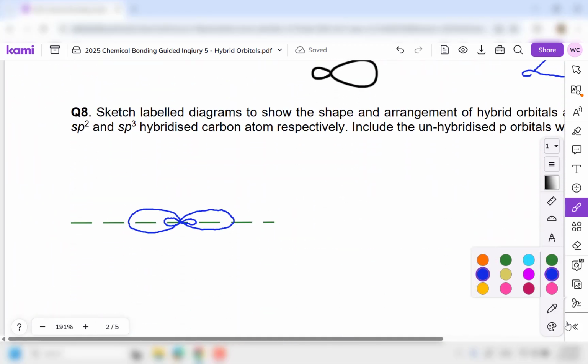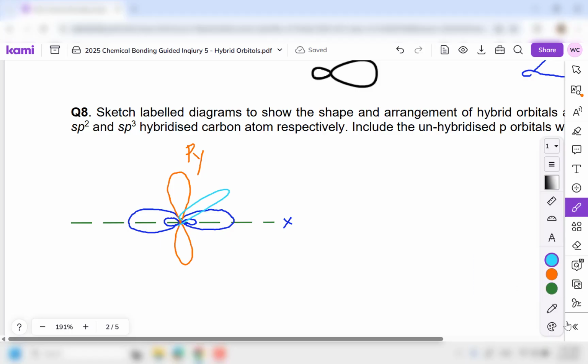Then I'm going to use a different color to show the px or the py. It really depends. If you want to label this as x, for example, just a random example, then your unhybridized orbital will be py, and then another one, if you want to use a different color, will be the pz. I hope that's all right.